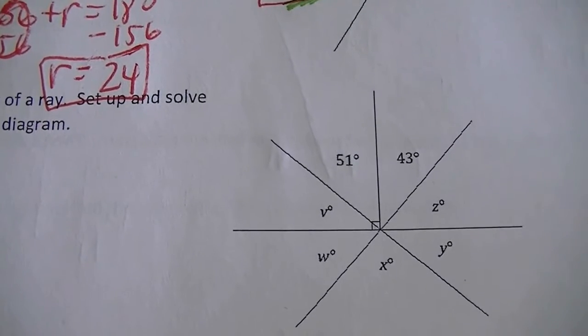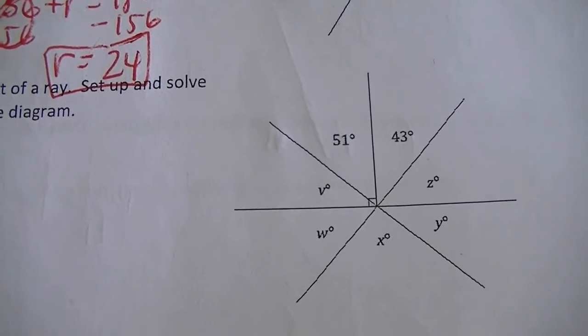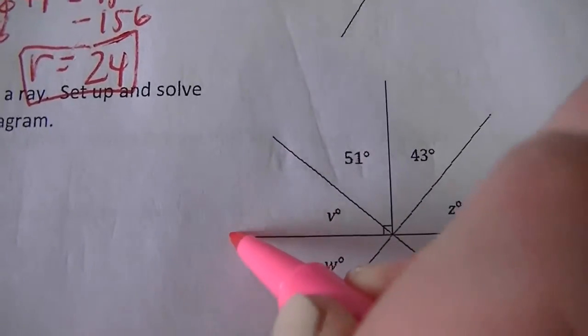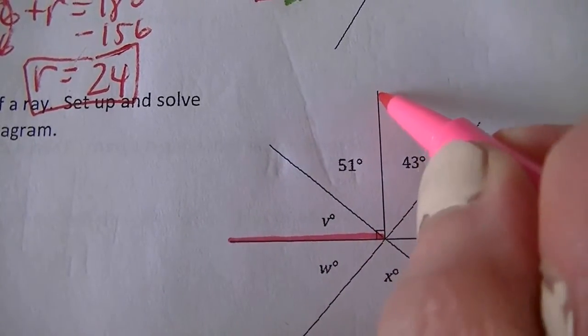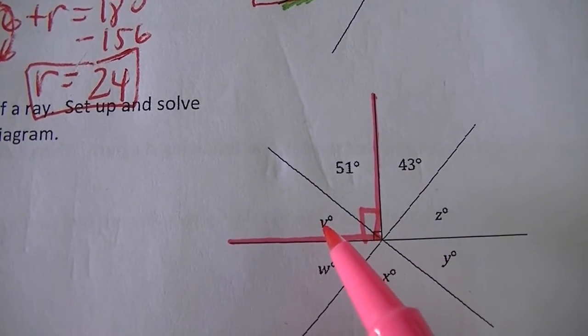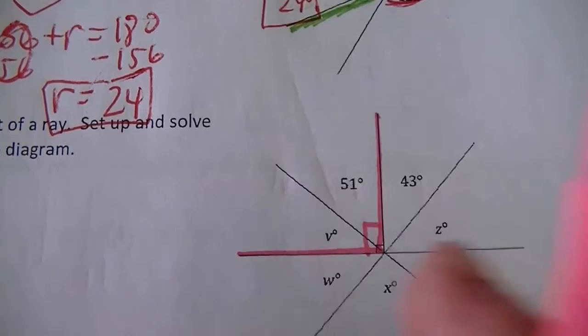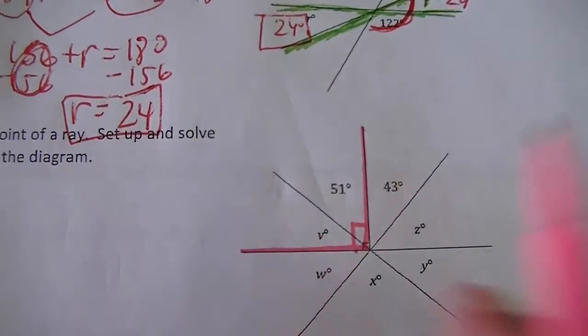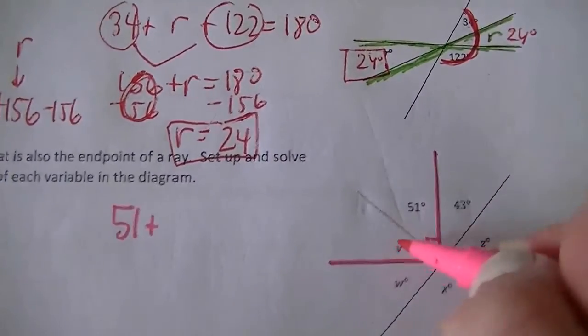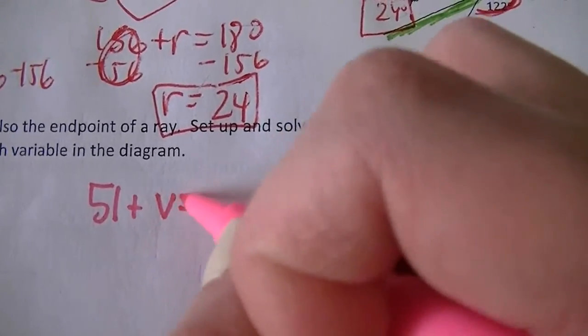So let's go ahead and start with what they give us. I see there's a 90-degree angle right here. I'm going to highlight that so it's more visible to us. So that right there is 90 degrees. That means that V plus 51, they're complements of each other because they have a sum of 90 degrees. We can go ahead and figure that out real quick. So 51-degree angle plus V equals 90.